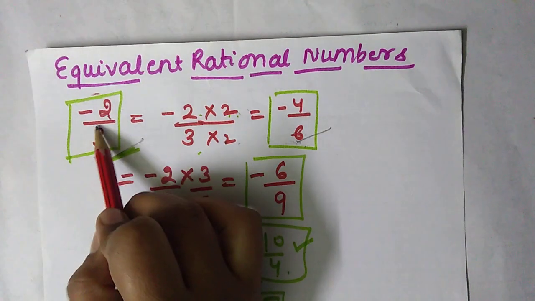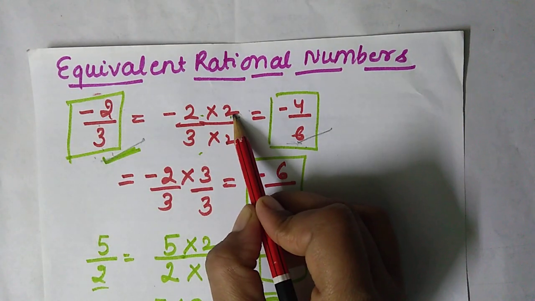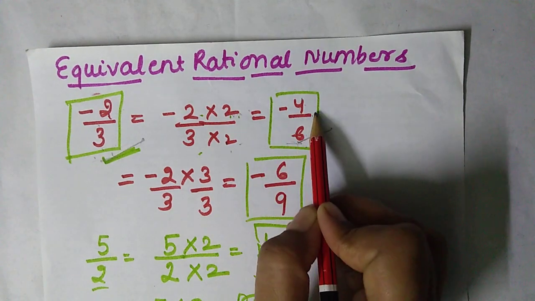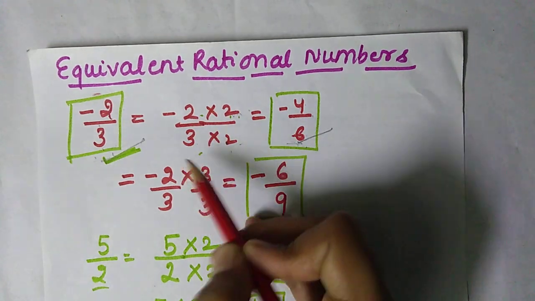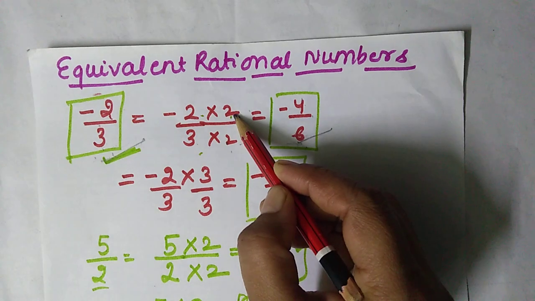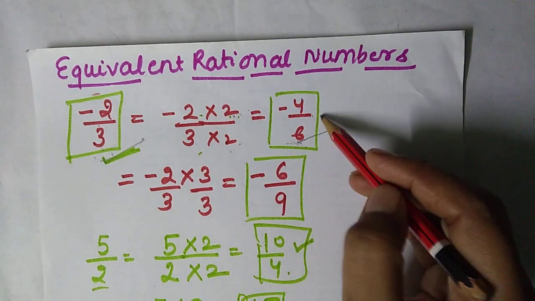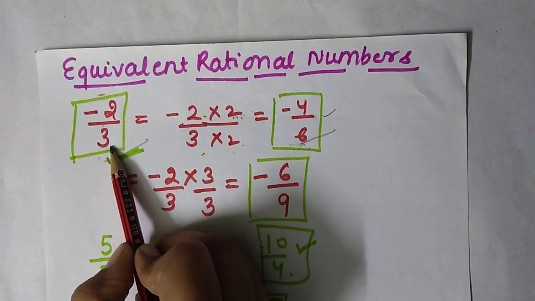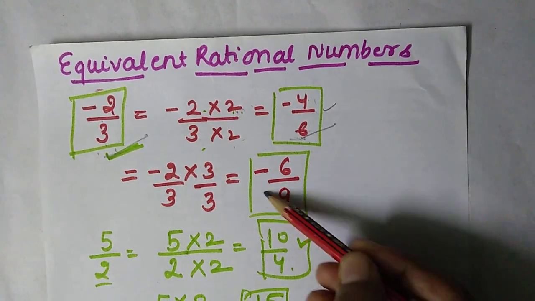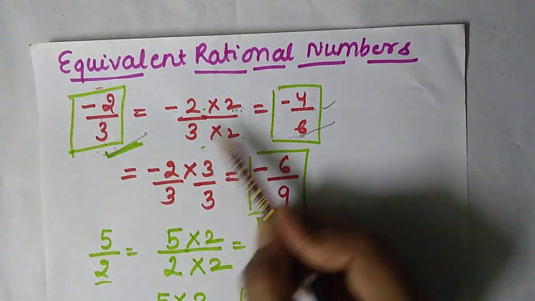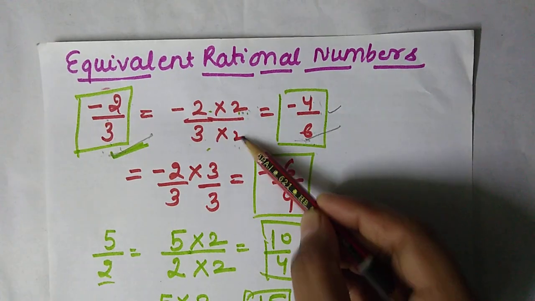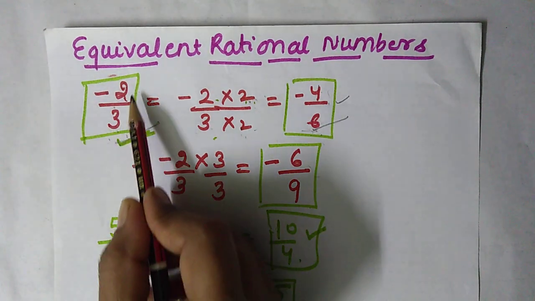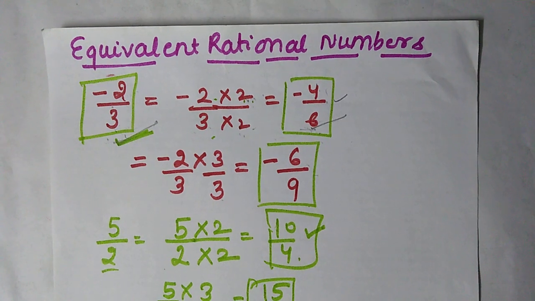If we multiply the numerator and denominator of a given rational number with a non-zero integer, then we get an equivalent rational number. Equivalent rational numbers of -2/3 are -4/6 and -6/9, because in the first case I have multiplied the numerator and denominator by 2, and in this one I have multiplied by 3. So these are equivalent rational numbers which are equivalent to -2/3.